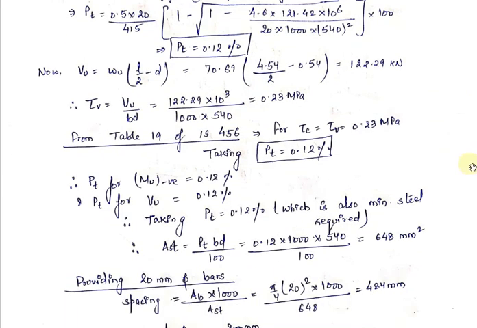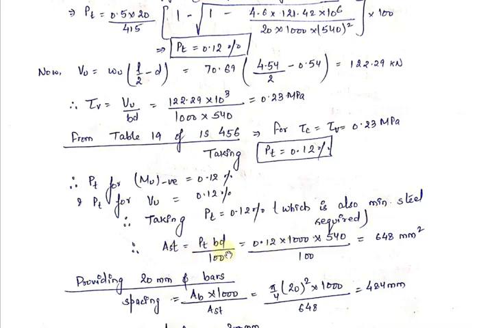Now from Table 19, IS 456, for tau C, take tau C equal to tau V equal to 0.23 MPa. So for 0.23 MPa, the value of PT from this table will come out to be 0.12 percent. Now for Mu negative, the percentage is coming to be 0.12, and for VU also the percentage is coming out to be 0.12 percent. So both the values are the same, therefore we will take PT equal to 0.12 percent, which is also equal to the minimum steel required.